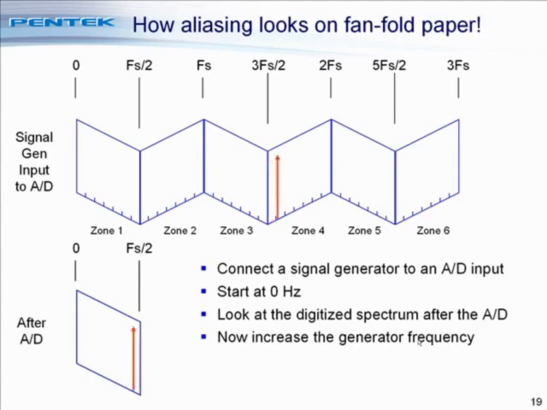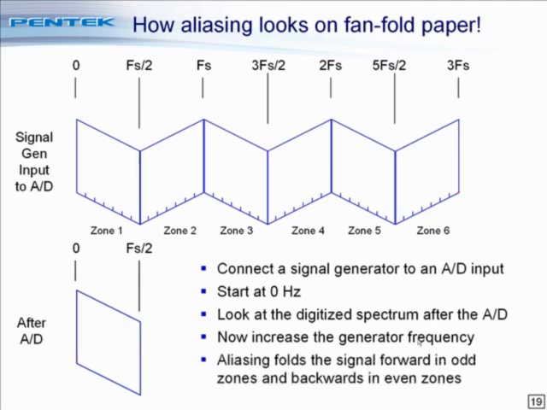And again, another page, we move back to 0 at 2 fs. We move up to fs over 2 during zone 5, and for zone 6, we go back to 0. So at every multiple of the sampling rate, you'll notice the resulting spectrum is at 0, and for all of the odd multiples of the half sampling rate, the resulting spectrum is at fs over 2. So you can see that aliasing folds the signal forward in the odd zones and backwards in the even zones.